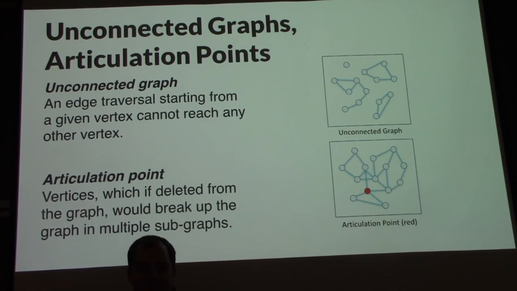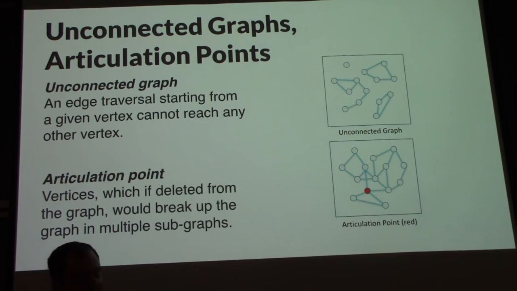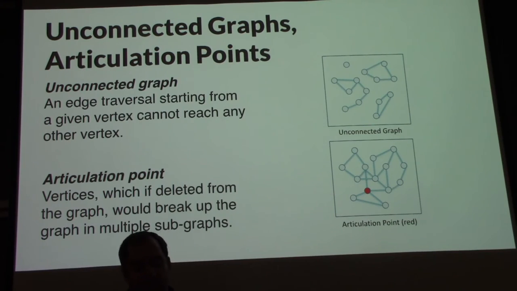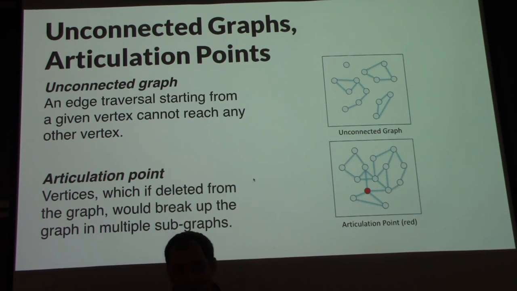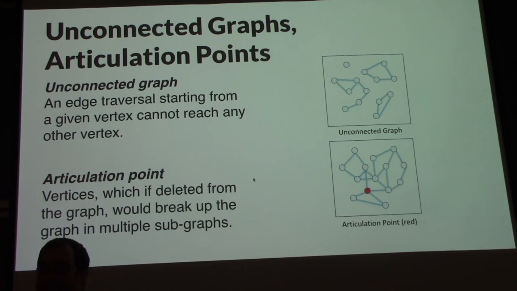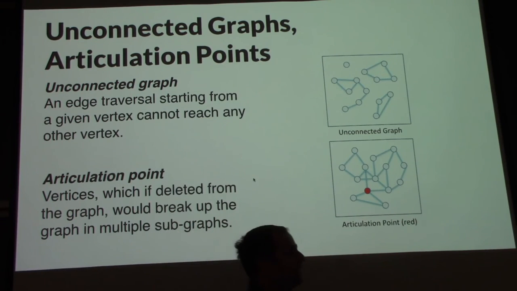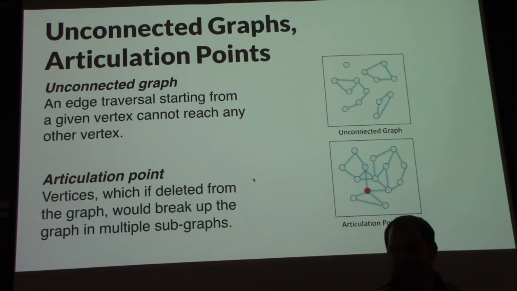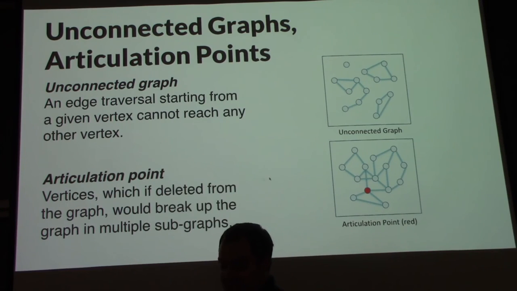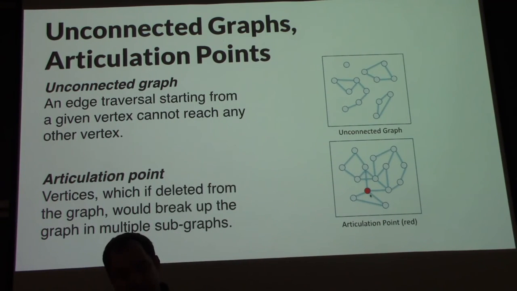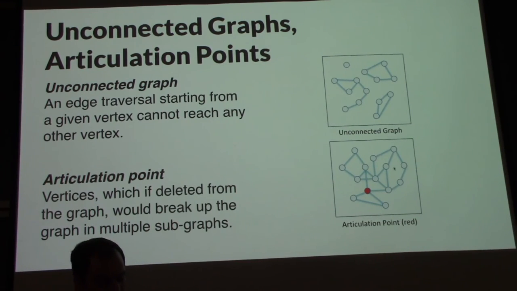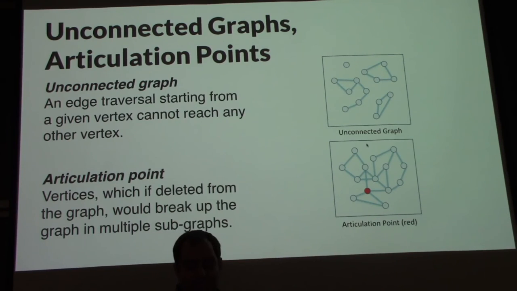There are graphs that can be unconnected, so it doesn't mean that just because you have different segments of a graph, or there's no path between them, it is not still a graph. And then there are special points in the graph. For example, an articulation point, and the definition of an articulation point is a vertex which, if deleted, would break up a connected graph into multiple subgraphs. Here is an example: if I deleted the red point here, I would break up the graph into two graphs. And I don't think there is another articulation point in this graph.